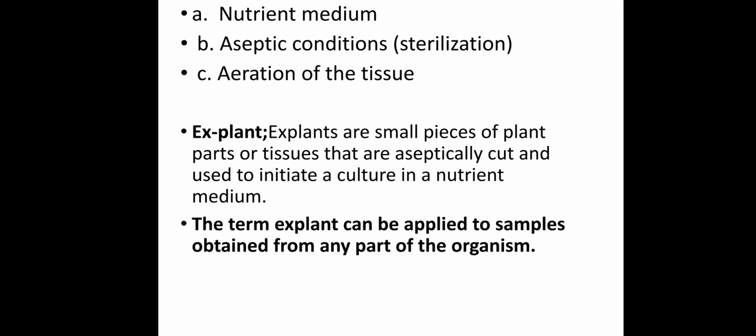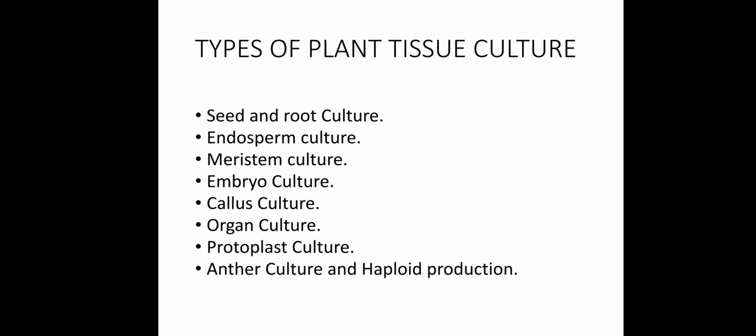In this topic, more often we'll be saying things like explant. So I'll just give you what explant is all about. Explants are small pieces of plants, plant parts, or tissues that are aseptically cut and used to initiate a culture in a nutrient medium. The term explant can be applied to samples obtained from any part of an organism. So these are called explants. I think you should take note of this so you can understand it subsequently when you go through the topic. So I'm going to types of plant tissue culture.